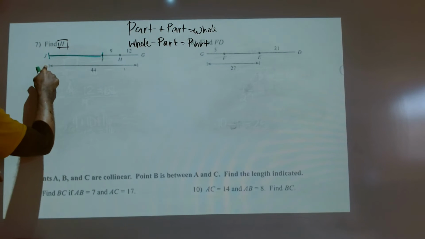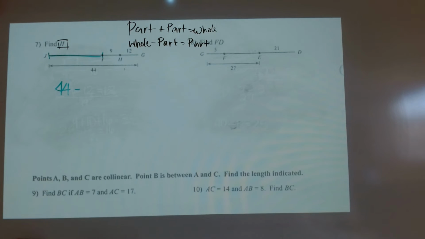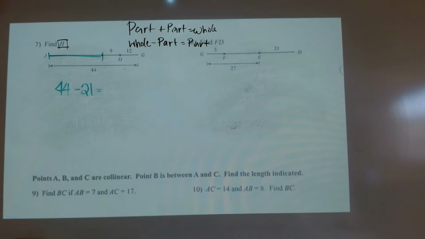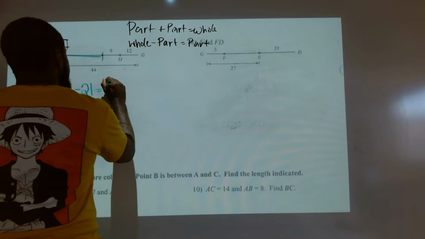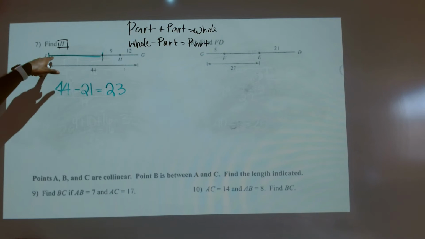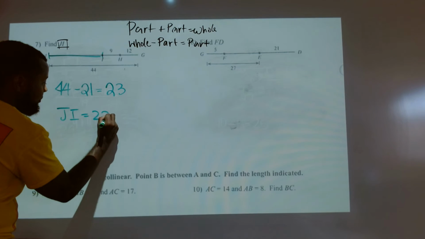I know that the length from J to G is 44. That's the whole length, right? And I know part of it is 9 and 12. So that means I'm going to have 44 minus 21, which will give you 23. So the length from J to I is 23.